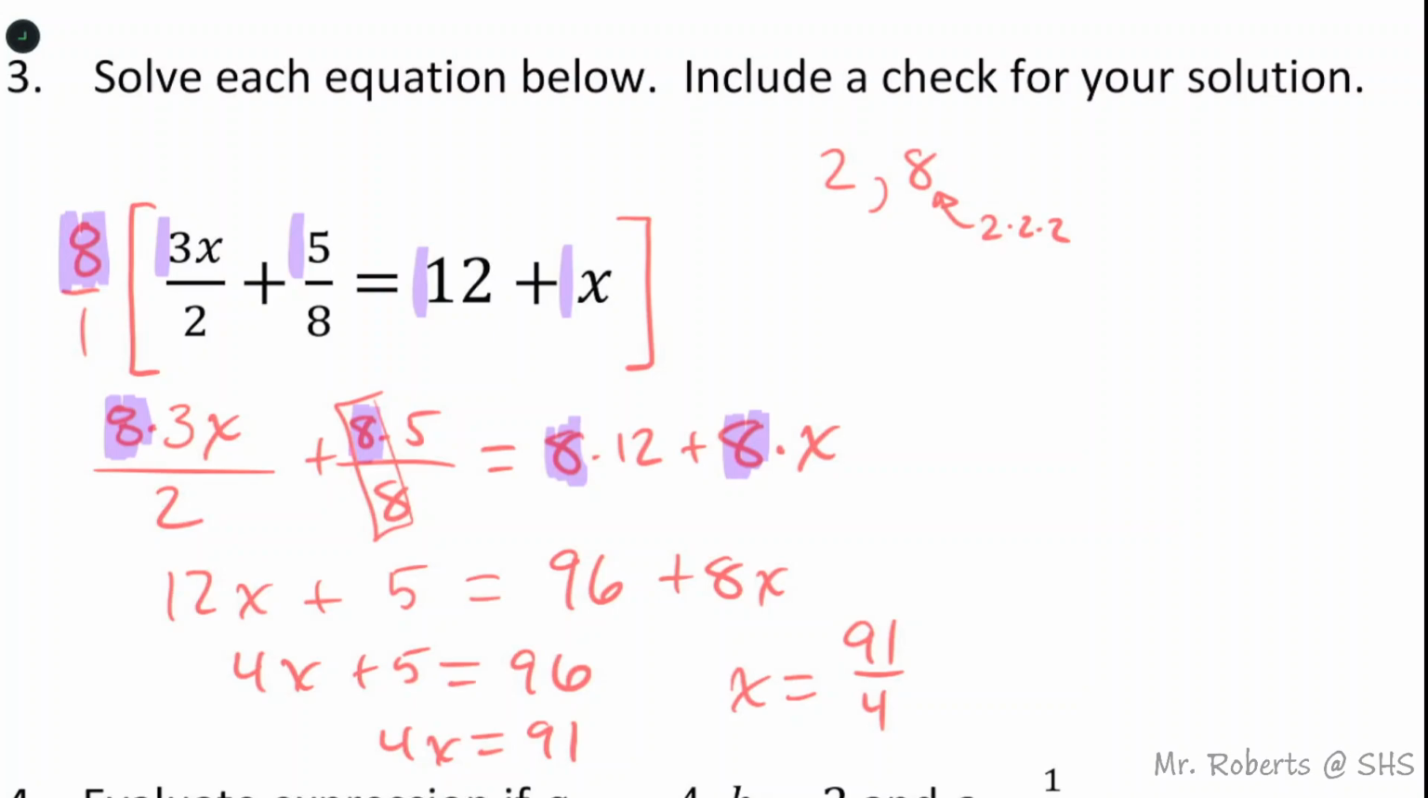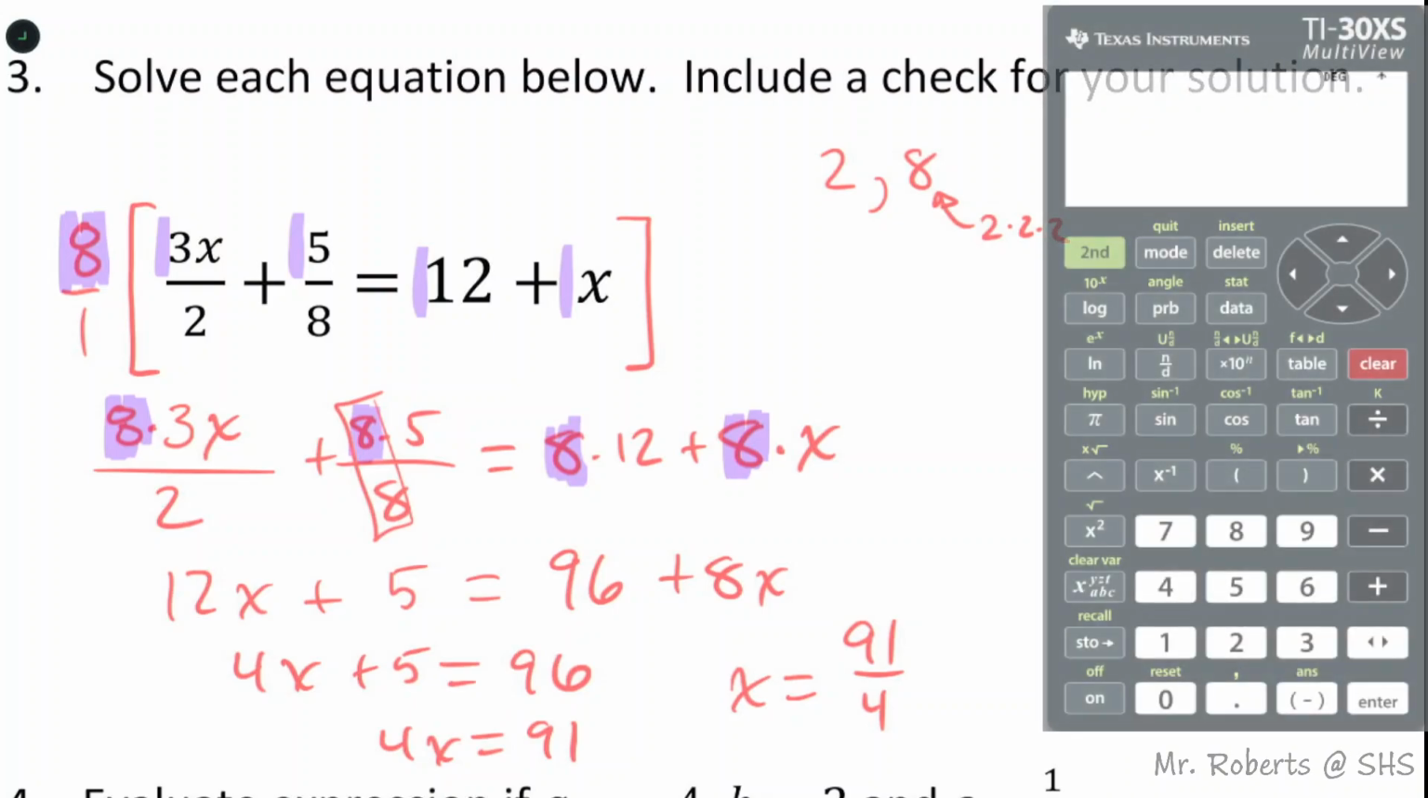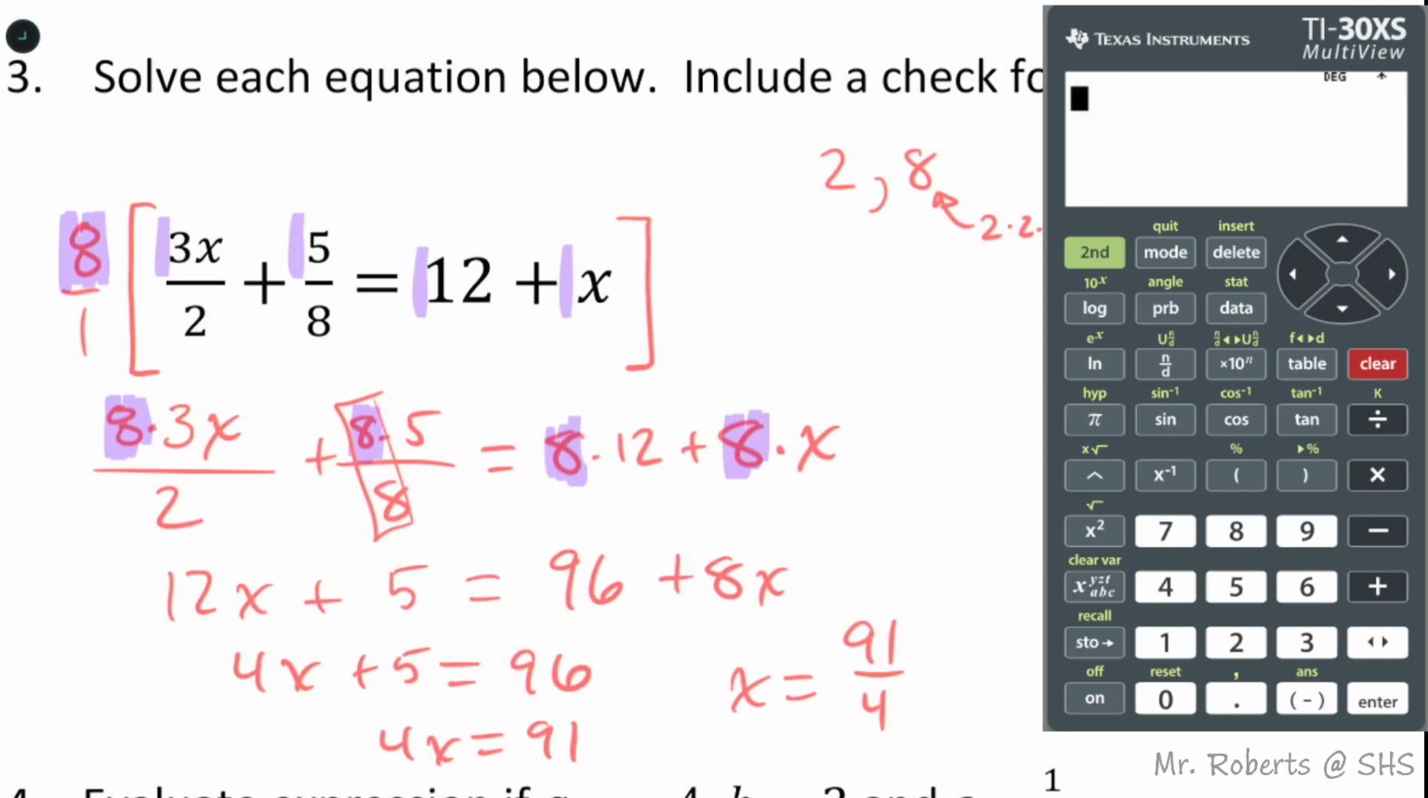Now, how can I quickly check that? So, I don't know, get your stopwatch out. We're going to try. Let me put the calculator back up here. I believe that x is 91 fourths. So I'm going to type 91 fourths. There's that fraction. And then I'm going to store that into x. So my calculator now thinks x is 91 fourths.